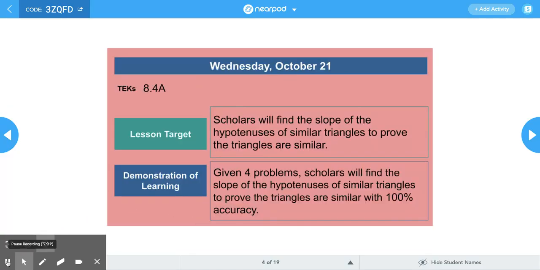Today's TEK is 8.4A. Our lesson target is that scholars will find the slope of the hypotenuses of similar triangles to prove the triangles are similar. And our DOL is given 4 problems. Scholars will find the slope of the hypotenuses of the similar triangles to prove the triangles are similar with 100% accuracy.